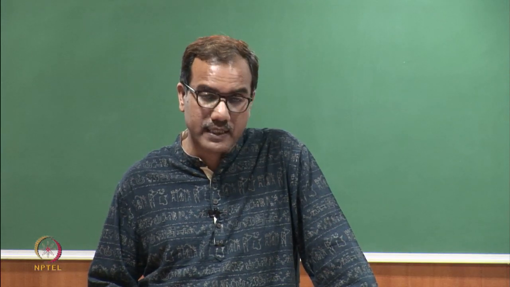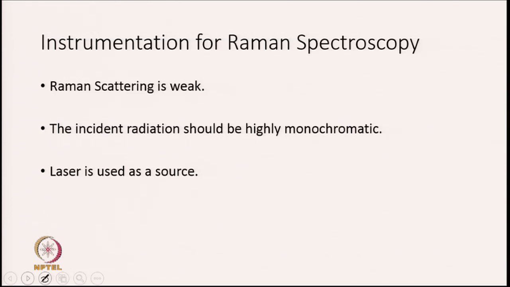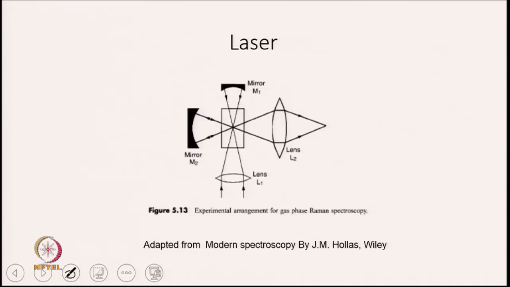Instrumentation of Raman spectroscopy is very important. Raman scattering is a very weak phenomenon, so incident radiation should be highly monochromatic, and that is why a laser is used as the source. This is your typical experimental setup for Raman spectroscopy. Different lenses are used to focus the incident ray back to the sample.